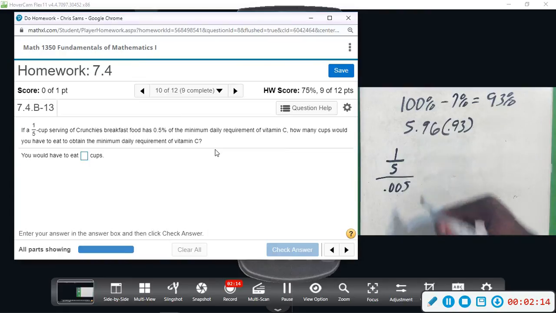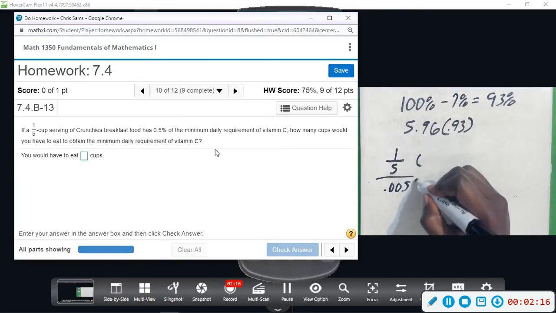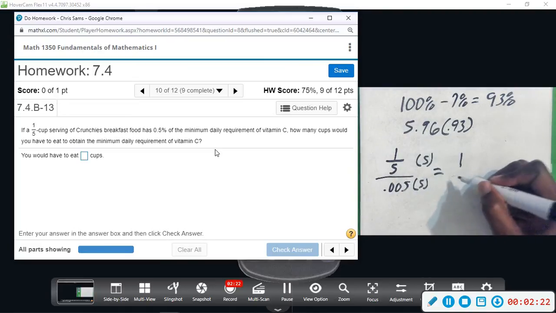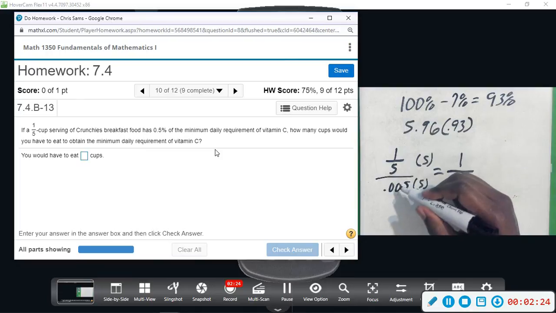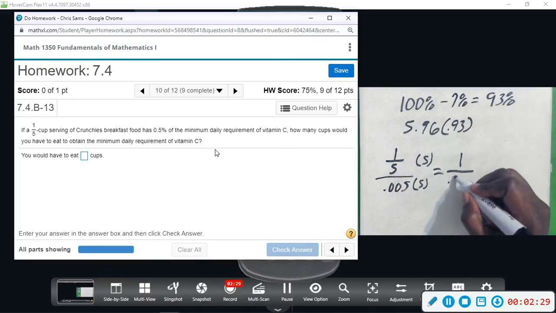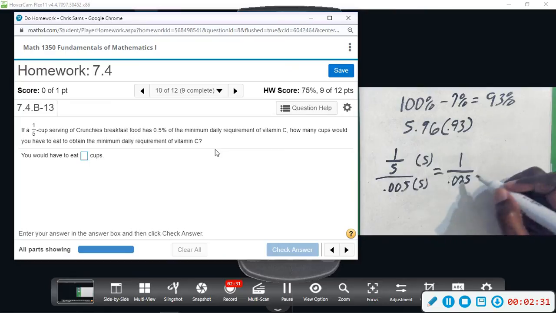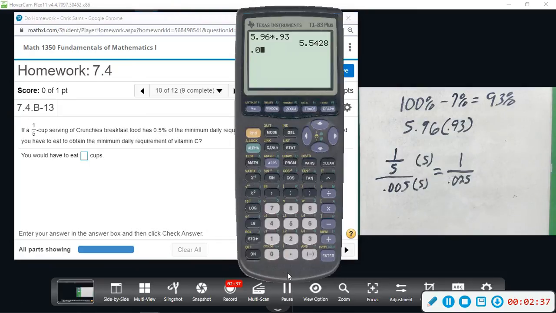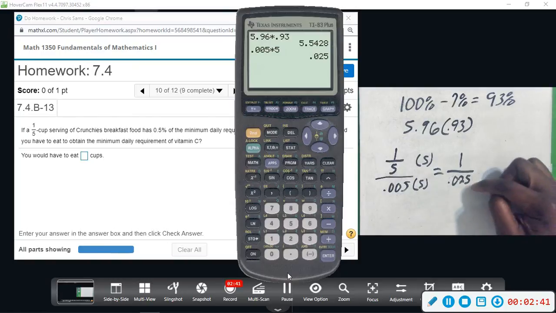Okay. So in order to get in terms of cups, I need to multiply this by 5. So multiplying by 5 will give me 1 cup has 0.005 should be 0.025. Okay. So let's just verify. 0.005 times 5, 0.025. Okay. So 1 cup has 2.5%, or this number.